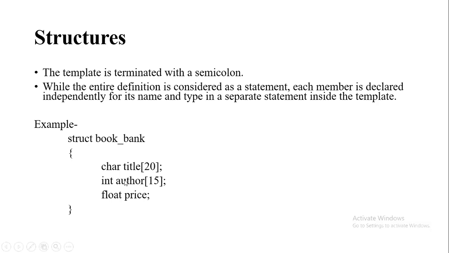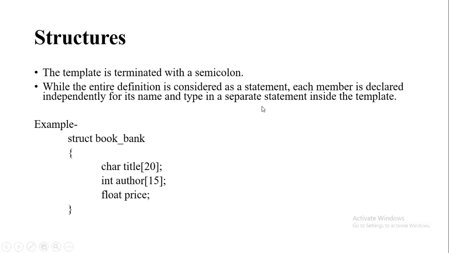So if we have multiple authors, it is int, not the name of the author. A book may have two authors, one author, three authors, any number. So we can give that. Or if you want to give each author name also, you can give char author, right? What the members are depends on us, whatever data we want we can give here. Then float price of each book. So this is an example of declaring a structure.